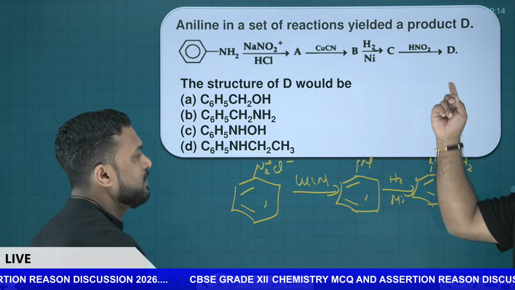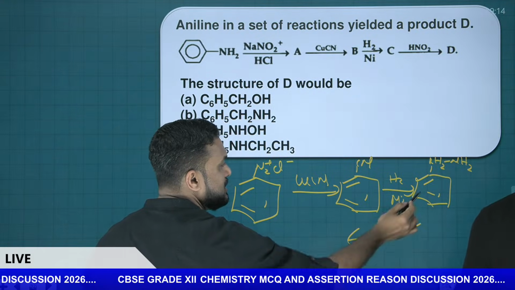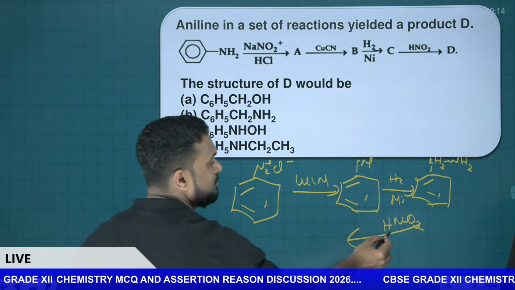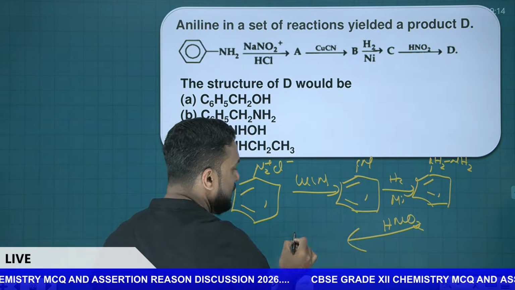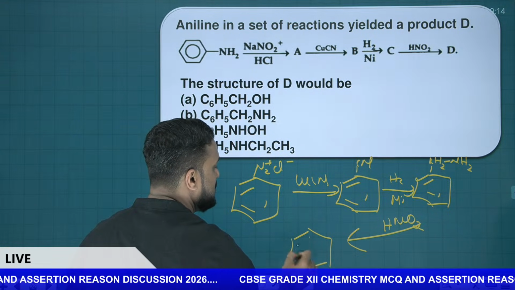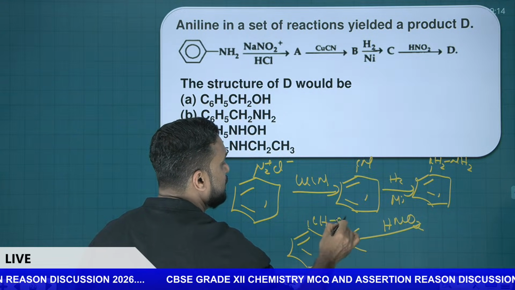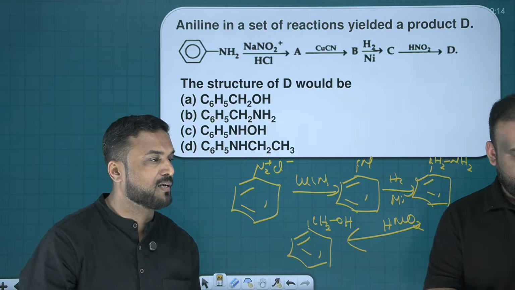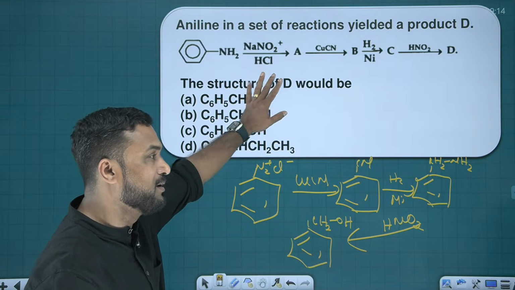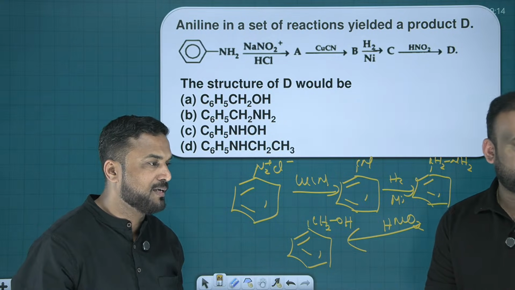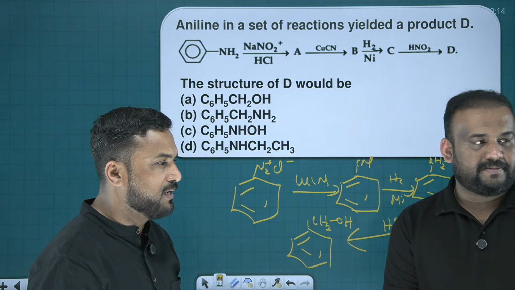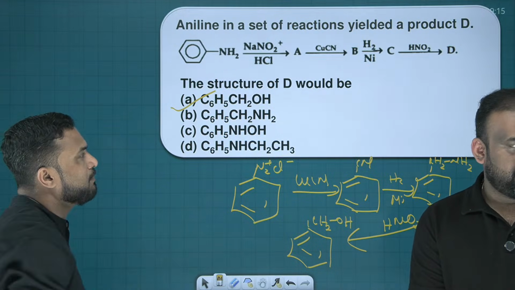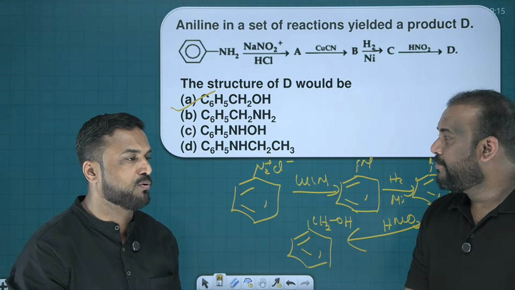And then it is treated with HNO2 again. Keep in mind, this is a diazotization of an aliphatic primary amine. When it undergoes reaction with HNO2, the benzene ring with CH2OH will come. Keep in mind that is benzyl alcohol. So you'll be getting benzyl alcohol. It's a very good question, comparatively a standard one. The correct one is C6H5CH2OH. Benzyl alcohol only you'll be getting.